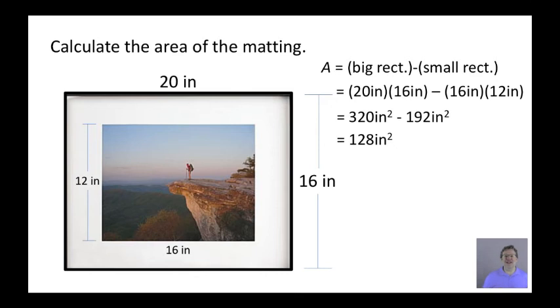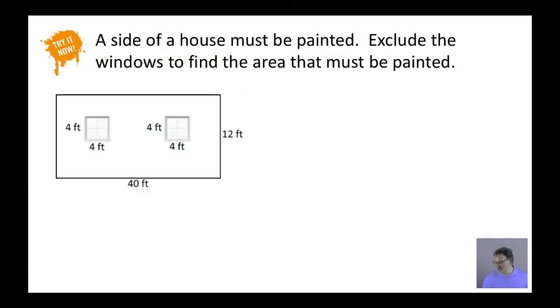So in a similar fashion, do this problem here. It's a side of a house that has to be painted. We want to paint the entire wall, but we don't want to paint those windows. So estimate the total amount of area that's going to be painted. Take some time for that.